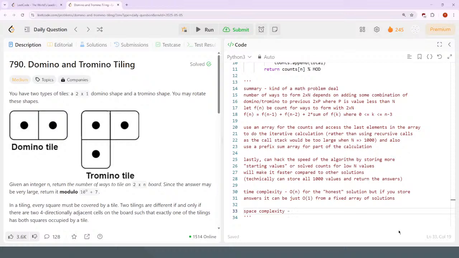And then space complexity, this is going to be O of n for the array.